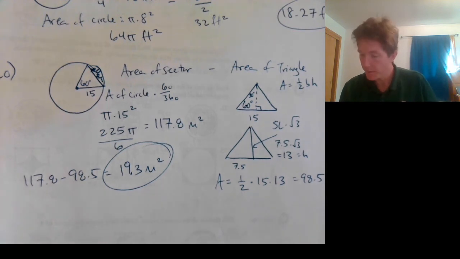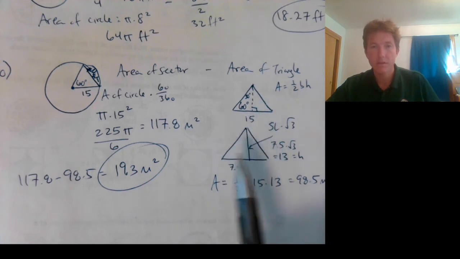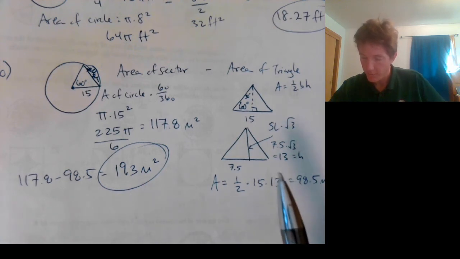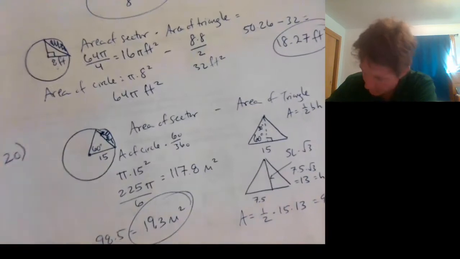You'll have to use the same procedure here for getting this height to get the area of that triangle. And it says find the segment that's shaded. Okay, so it's just that little sliver up top there.